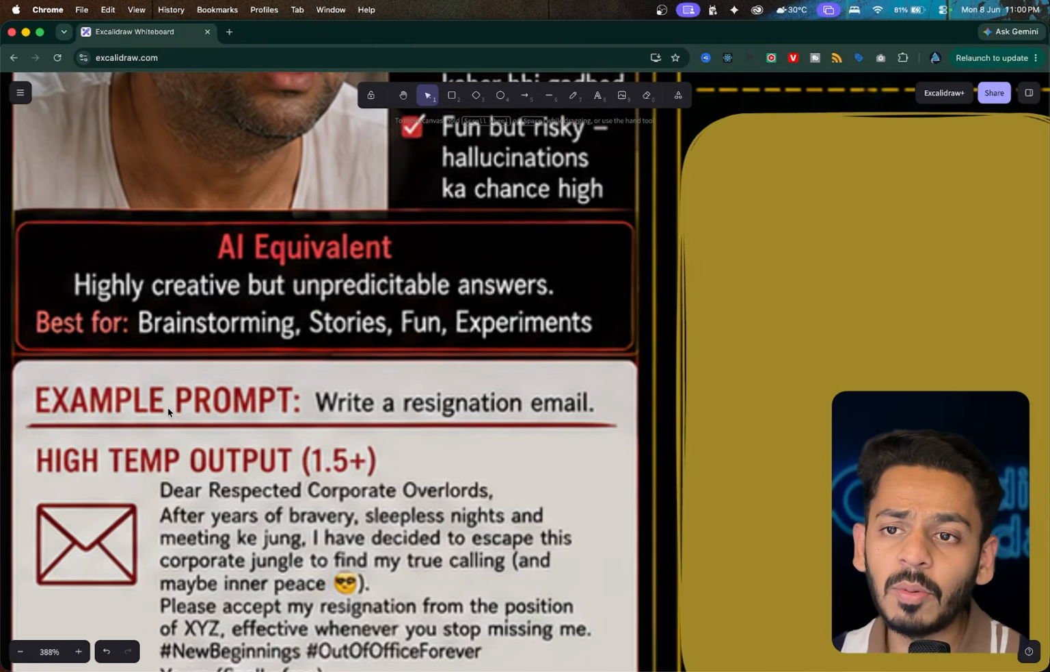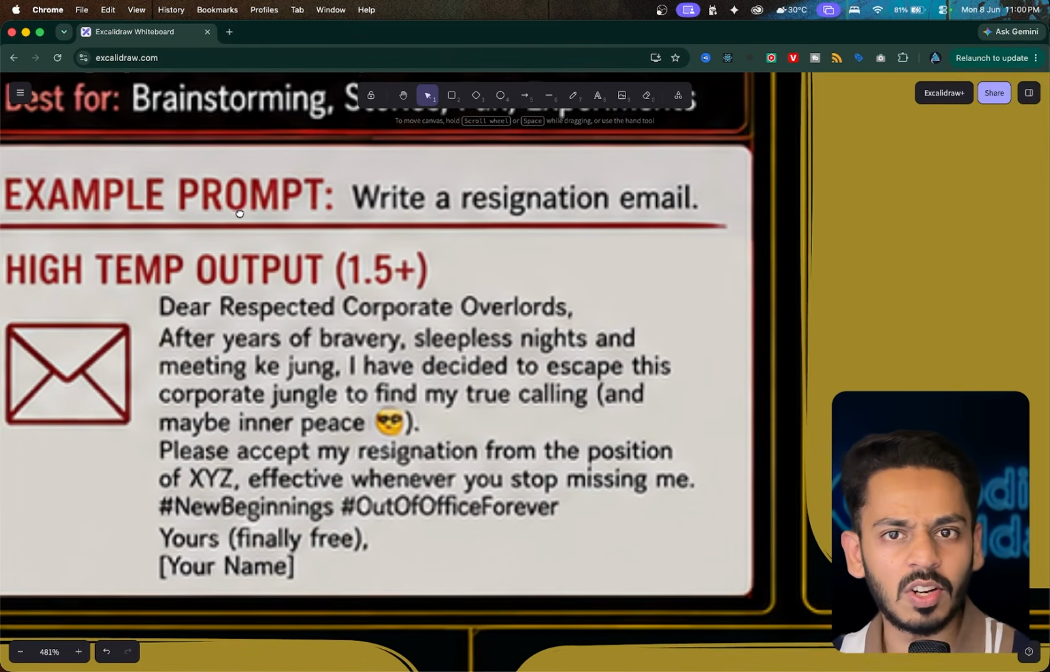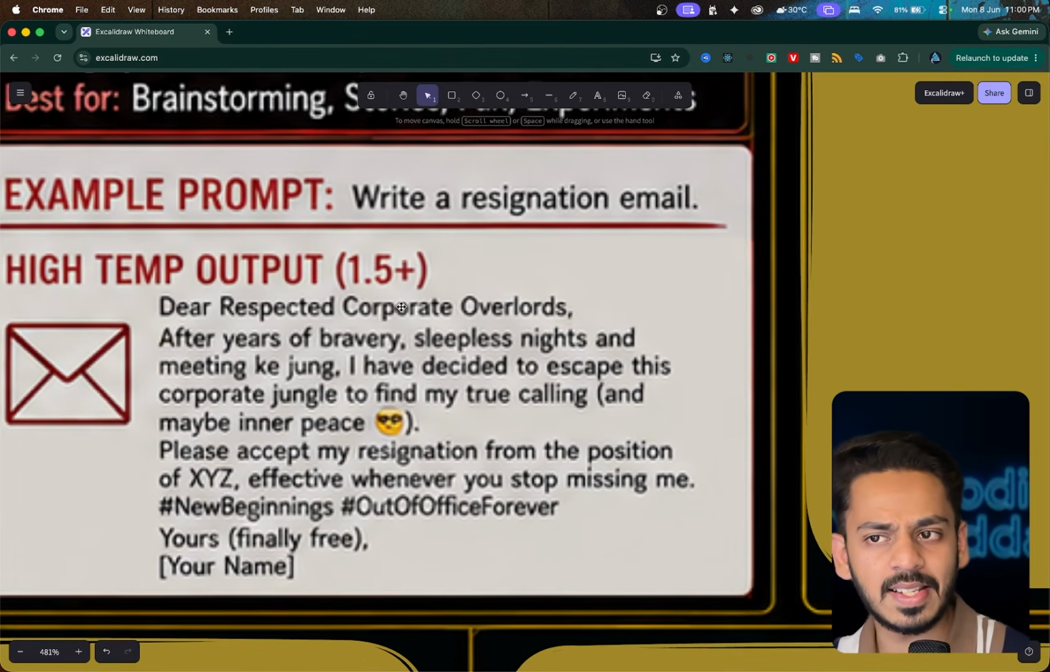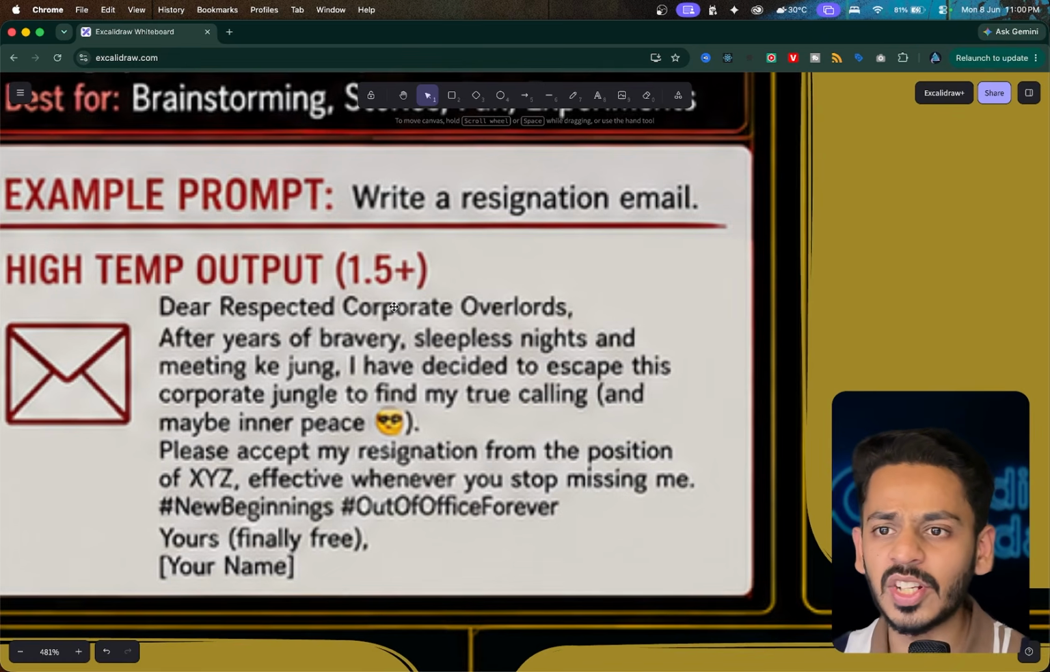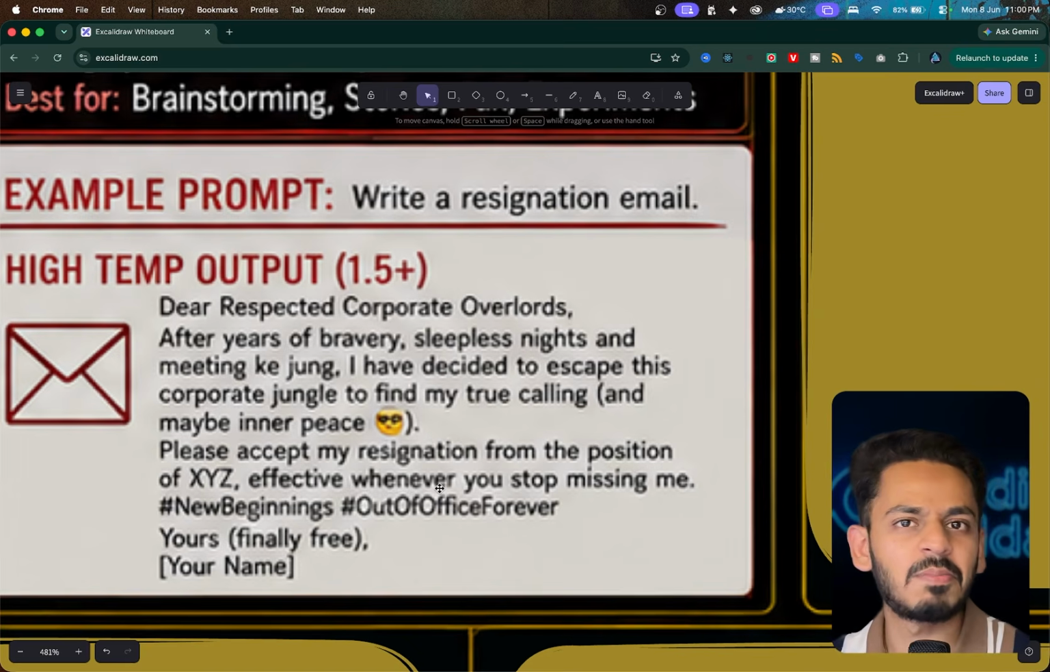So this is how Babu Rao will write the resignation email. Dear corporate overlords, after years of bravery, sleepless nights, and meeting ke junk, I have decided to escape this corporate jungle to find my true calling and maybe inner peace. Please accept my resignation from the position of XYZ effective whenever you stop missing me.